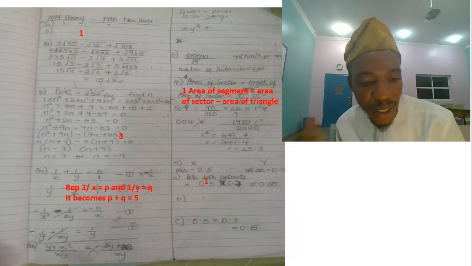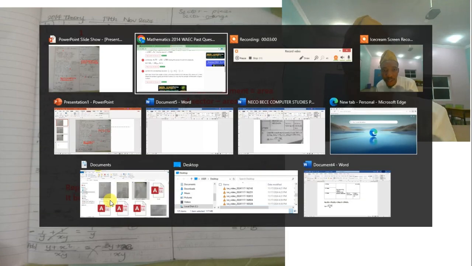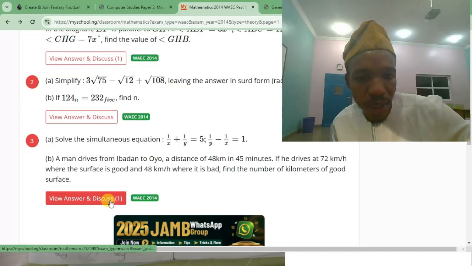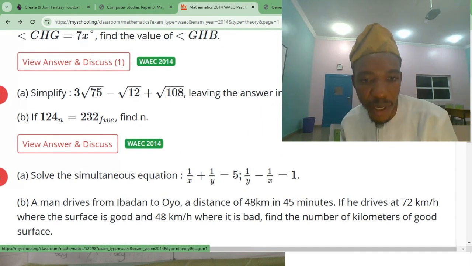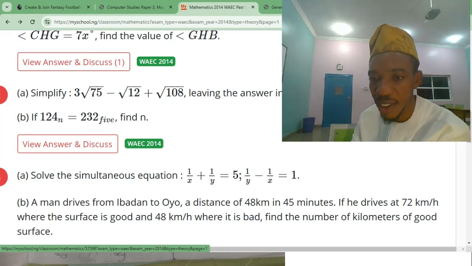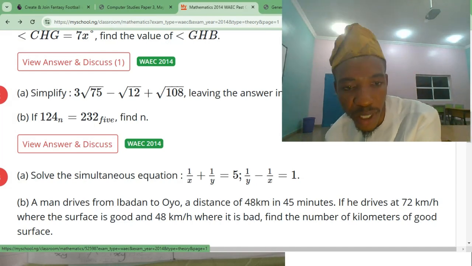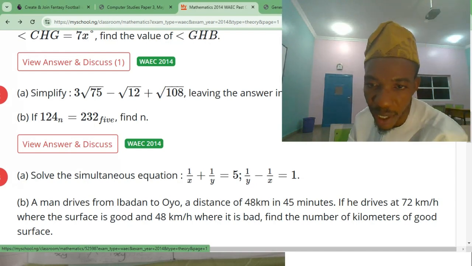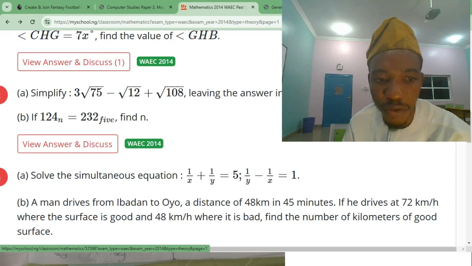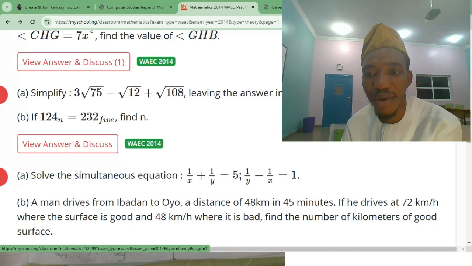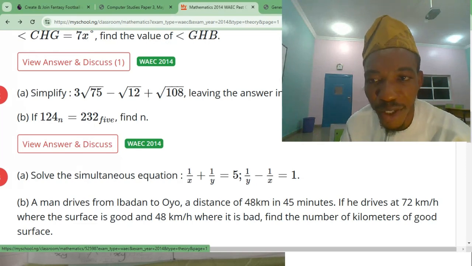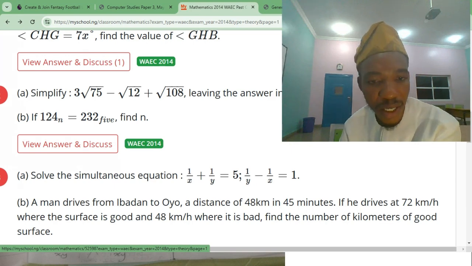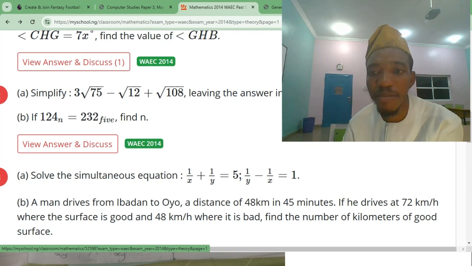3B, okay, let's see what 3B is. 3B says that a man drives from Ibadan to Oyo, a distance of 48 kilometers in 45 minutes. If he drives at 72 kilometers per hour where the road is good and 48 kilometers per hour where it is bad, find the number of kilometers of good surface. It's not something spectacular. What you should have done, first thing first, is always write the formula and write down the parameters you're given. The total distance is 48 kilometers, and the total time is 45 minutes.